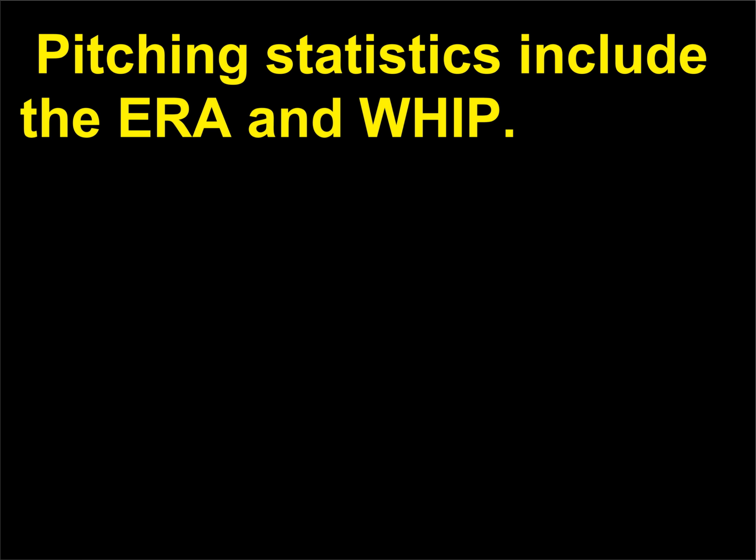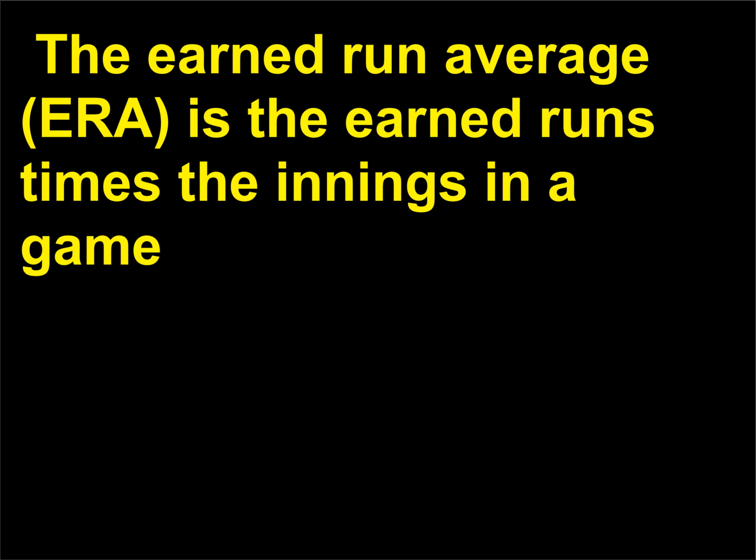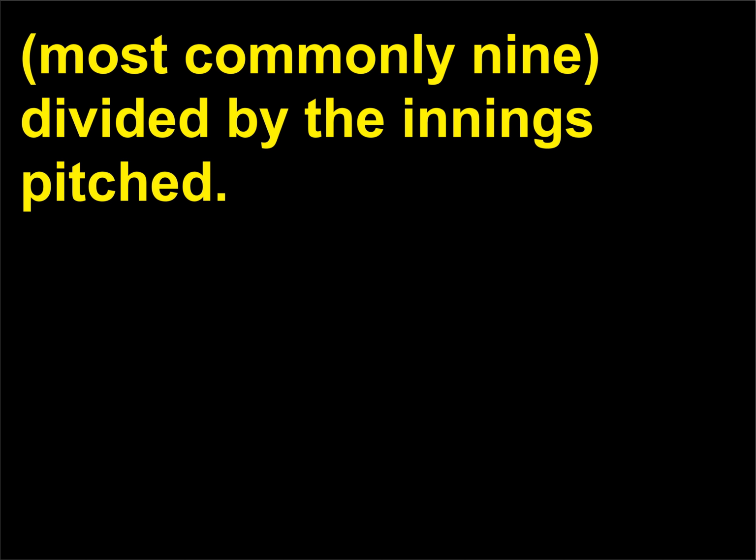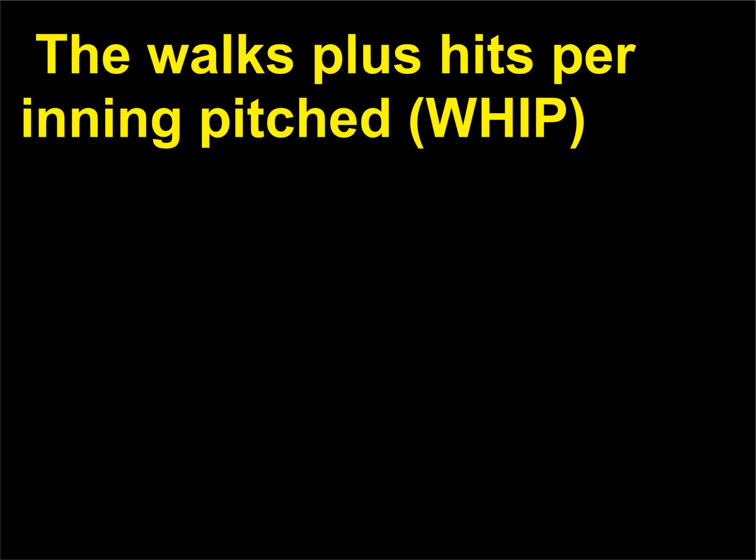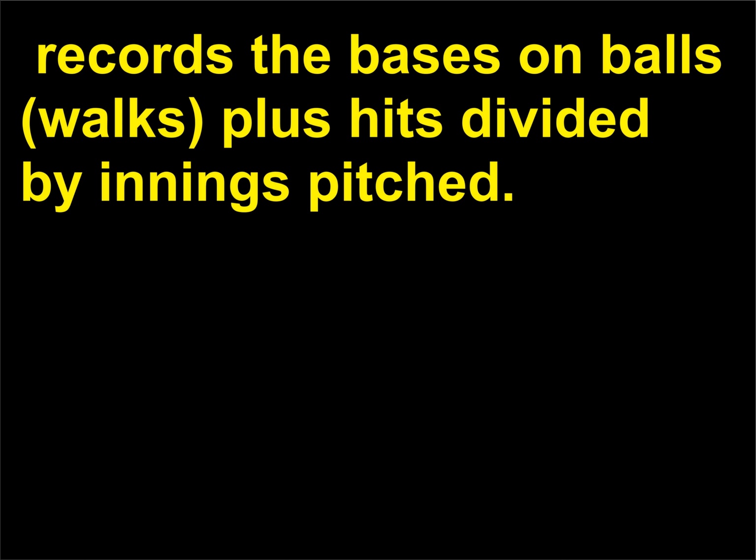Pitching statistics include the ERA and WHIP. The earned run average, ERA, is the earned runs times the innings in a game, most commonly 9, divided by the innings pitched. The walks plus hits per inning pitched, WHIP, records the bases on balls, walks, plus hits divided by innings pitched.